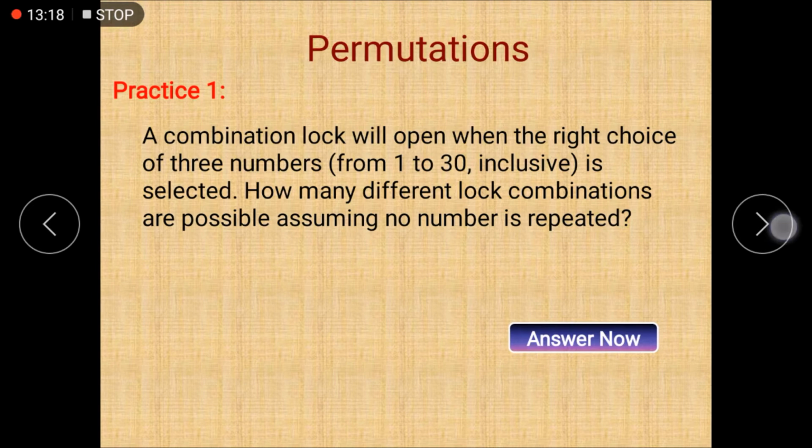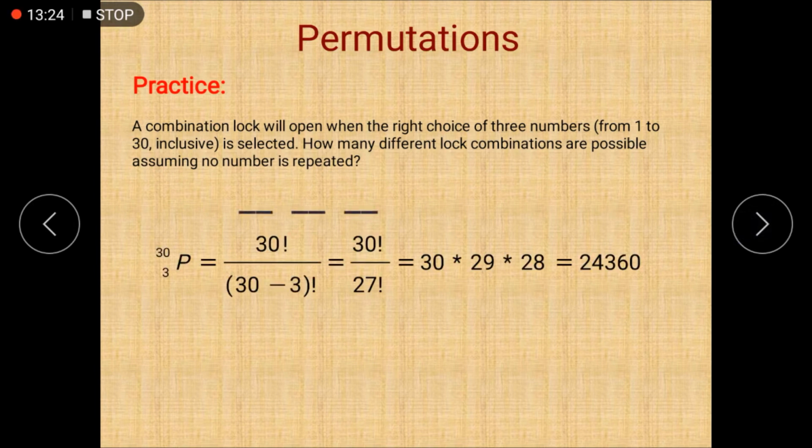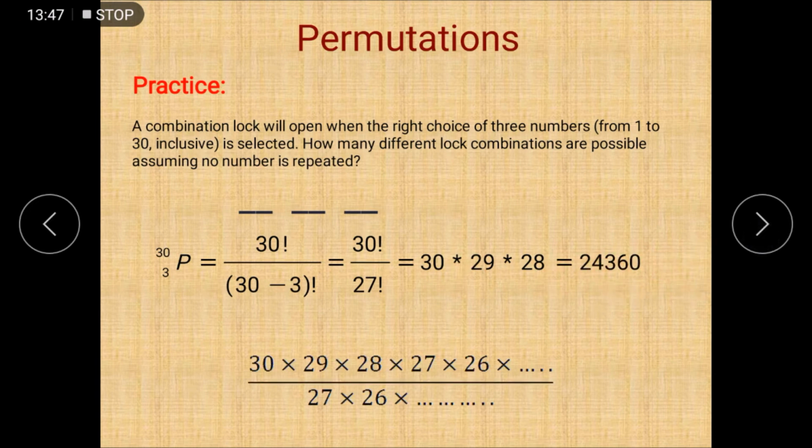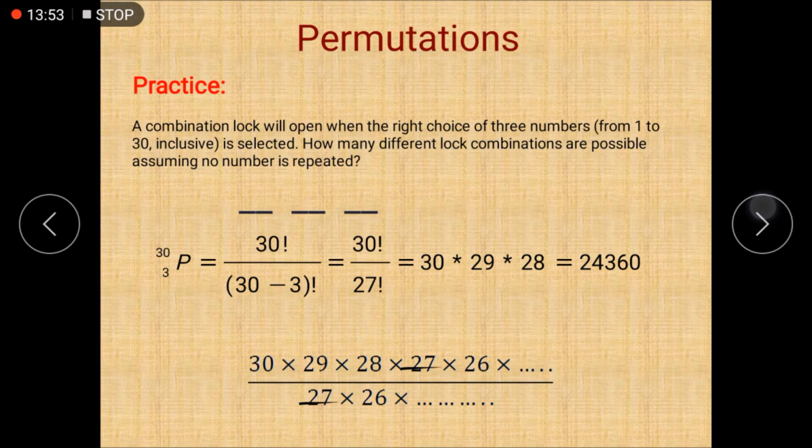So how many different locks are possible? You have 1 to 30. Sorry, inclusive means 30 numbers. So out of 30 numbers, you have 3 spaces. You have 30 times 29 times 28, which gives 24,360 combinations. So how to solve this? 30 factorial divided by 27 factorial. Down here, we cancel off the 27 factorial with the 30 factorial.